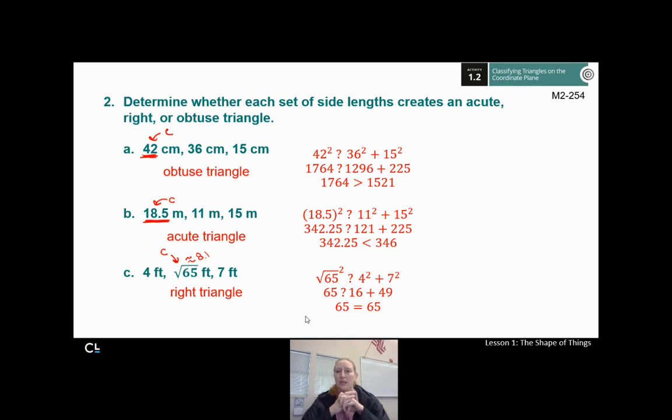I like using this Pythagorean trick for it a little bit better than finding all the slopes. Finding all the slopes is work. I like using the Pythagorean trick. It's a little bit better. So if your c squared's too big, it's obtuse. If your c squared's too small, it's acute. And if your c squared is exactly equal, just right, it is, of course, a right triangle.